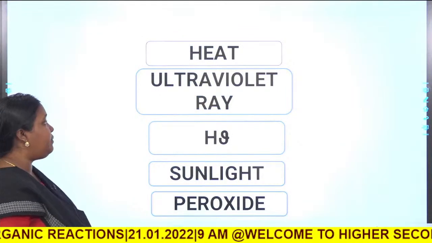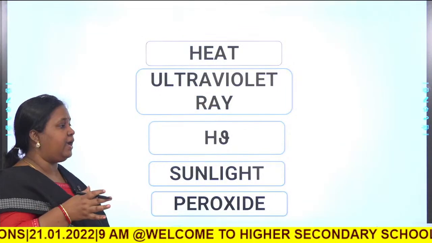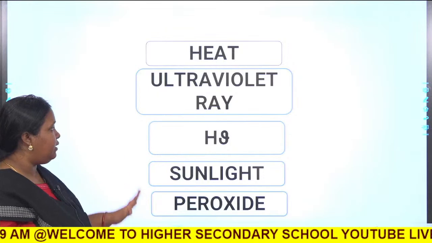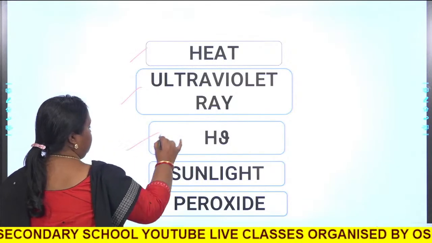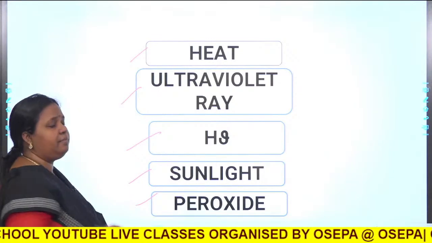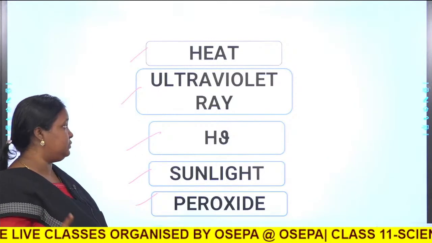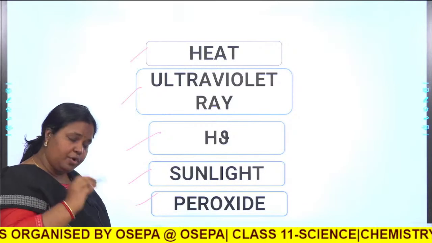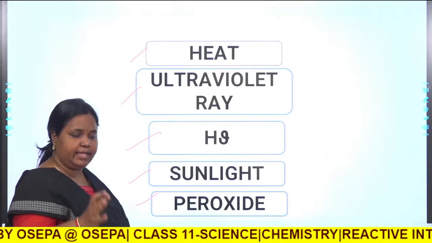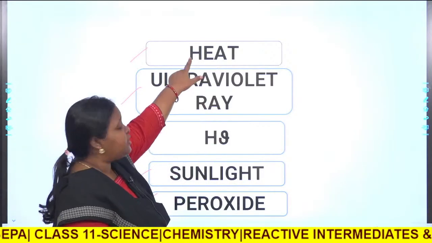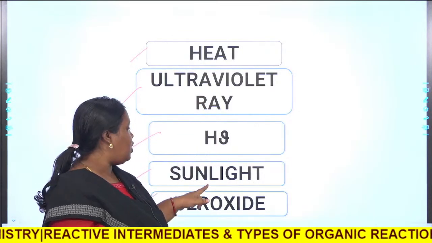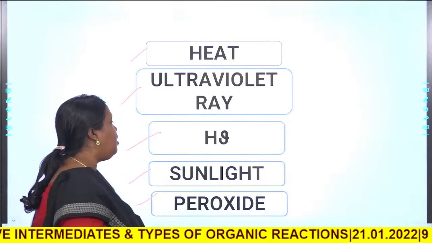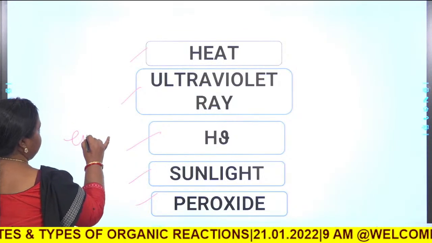How you can remember that? How you can identify that homolytic fission is carried away? Remember, out of these 5 things, you will get one thing there. That is, the homolytic fission always needs high energy. Hence, there must be heat or ultraviolet ray or H nu or sunlight or peroxide or simply written energy.